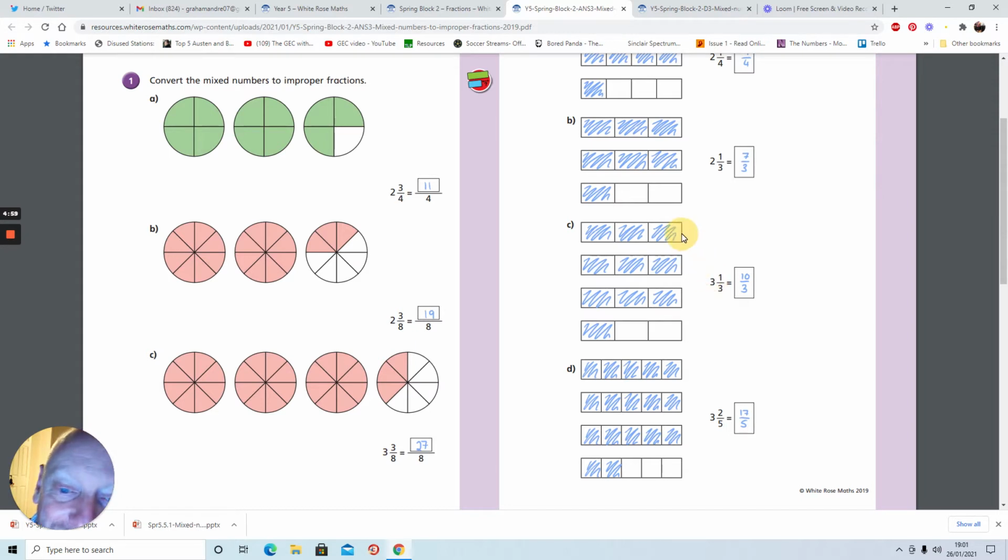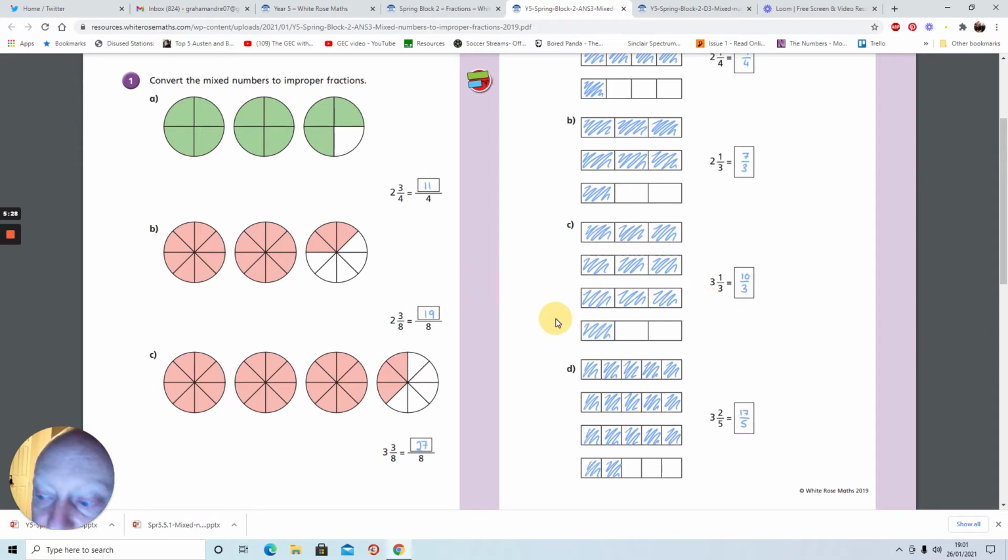3 1/3. Okay, you've got these nice blank boxes, or they will be on your sheet. And then what you do, you think, right, this is the number here, 3. 3 complete bars need to be coloured in. So 1, 2, 3. That's 3 whole bars. And we're left with 1/3, 1 part of 3. So we colour in 1 part of the 3. And that shows us 3 1/3. 1, 2, 3, and 1/3.